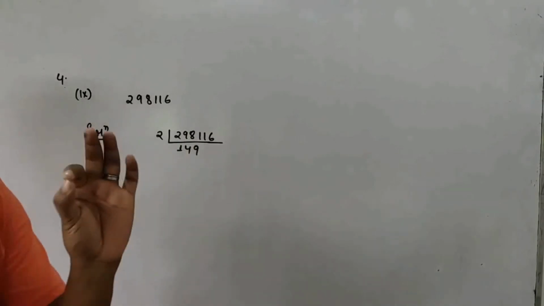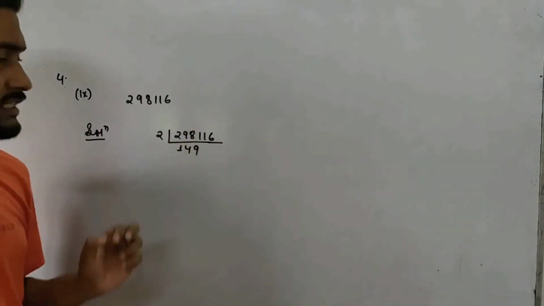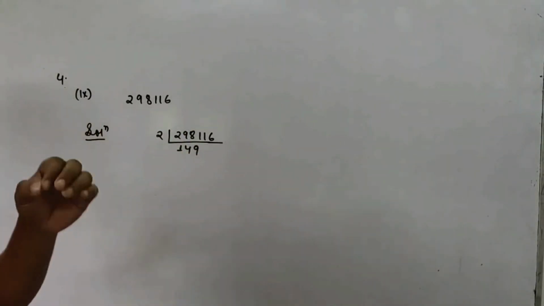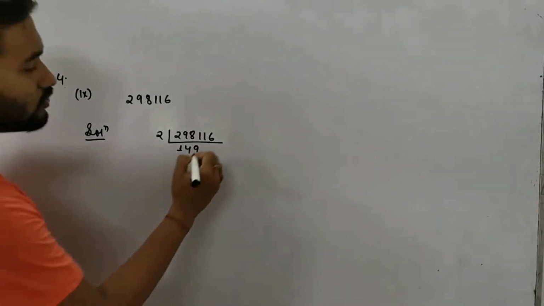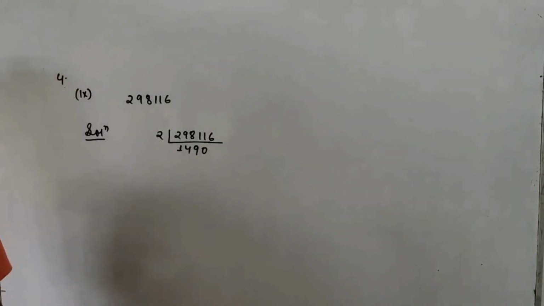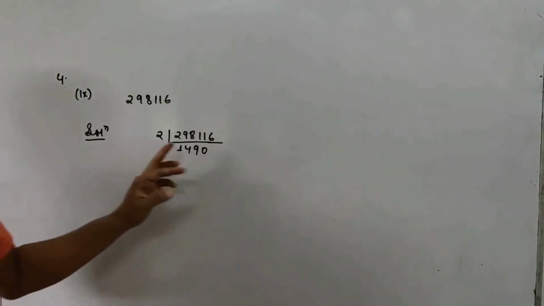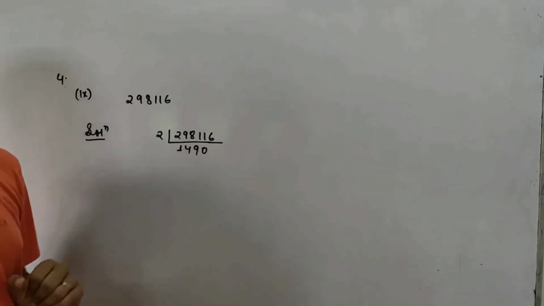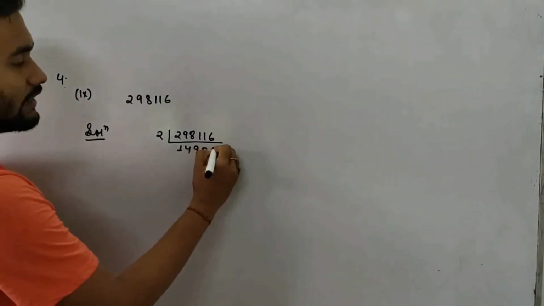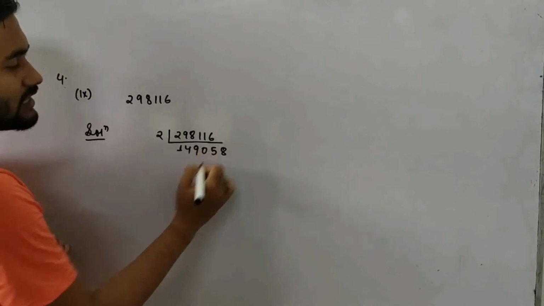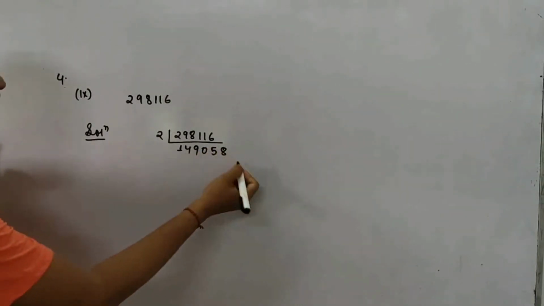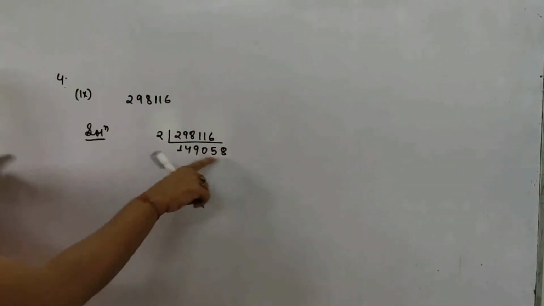The next digit is 1, not 11. Since 1 is smaller than 2, you need a 0. Here the mistake happens, okay. 2 zeros are 0. Then now it is 11. Then 2 fives are 10, 11, 16, 2 eights are 16. Done. Again you see 8 is there, so it is an even number.